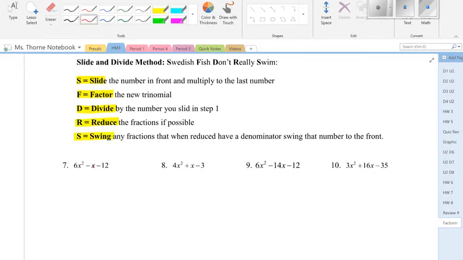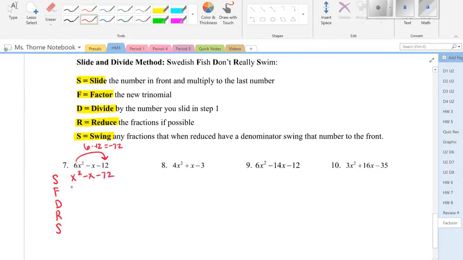So if I'm using this slide and divide method here, well, first I notice it's 3 terms, so it's a trinomial. I notice there's a number in front and no GCF. So that tells me I'm going to use this method. So Swedish fish don't really swim. The first step is to slide the number in front and multiply it by the last number. So 6 times negative 12 equals negative 72. I'm going to rewrite my new equation: x squared minus x minus 72.